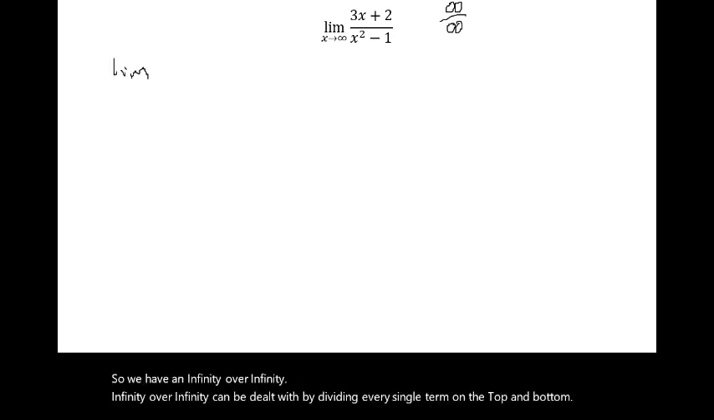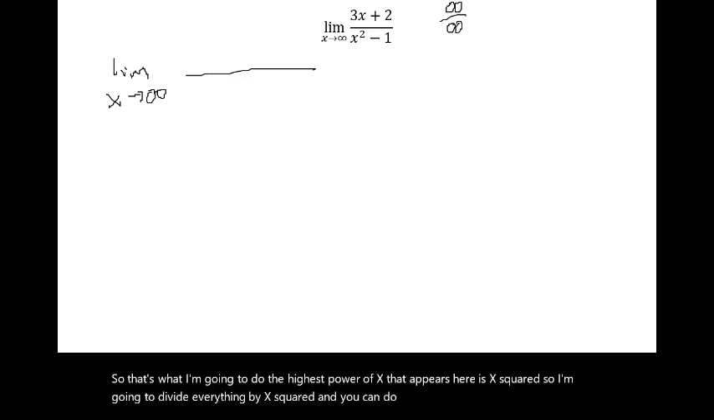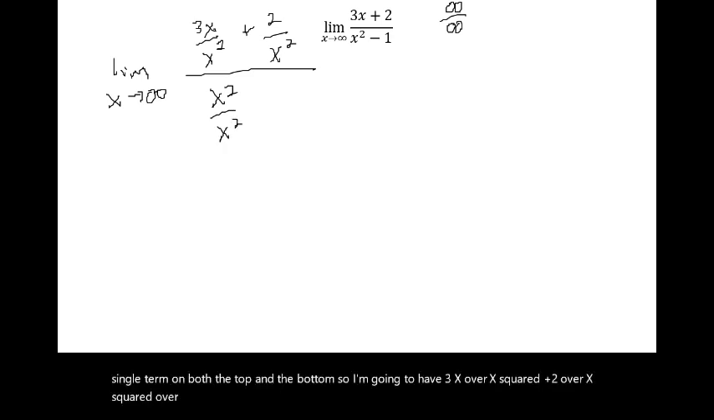So that's what I'm going to do. The highest power of x that appears here is x squared, so I'm going to divide everything by x squared, and you can do that as long as you do this to every single term on both the top and the bottom. So I'm going to have 3x over x squared plus 2 over x squared, over x squared over x squared minus 1 over x squared. Then I'm going to simplify my powers as much as I can.